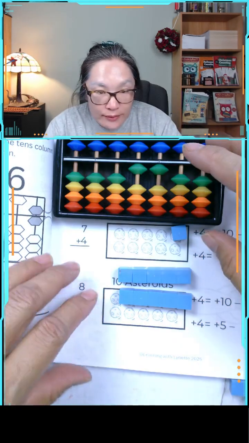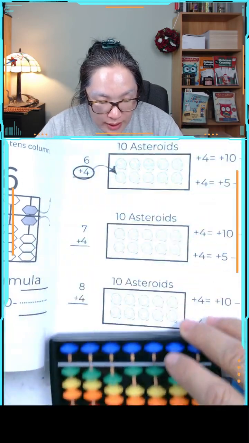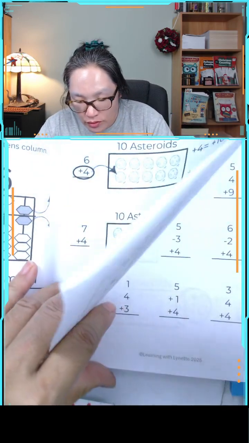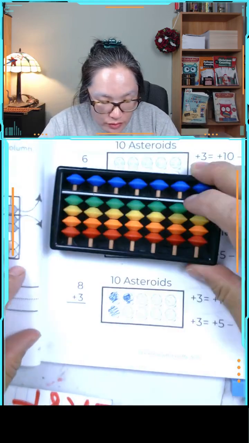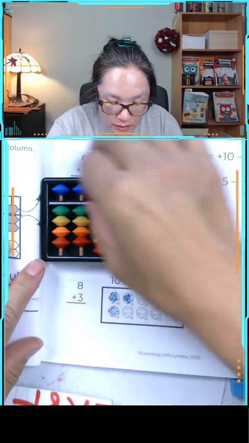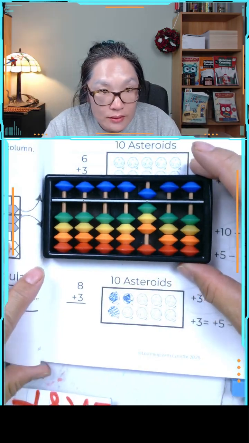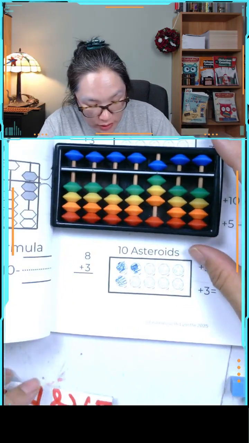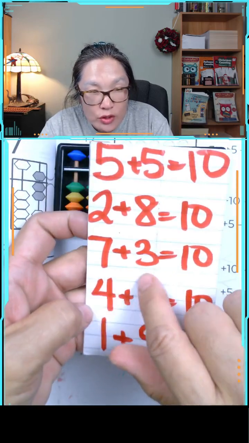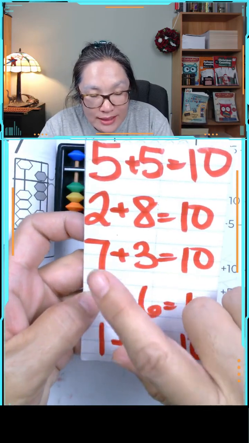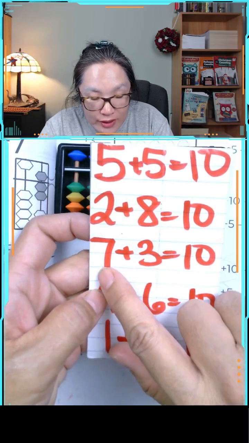We can do it again. Let's do 8. We have 8 on the abacus, right? This is why it's good that you know your formulas. It's good that you know the partners. How do you make a 10 out of a 3? 10 out of a 3 is 7.